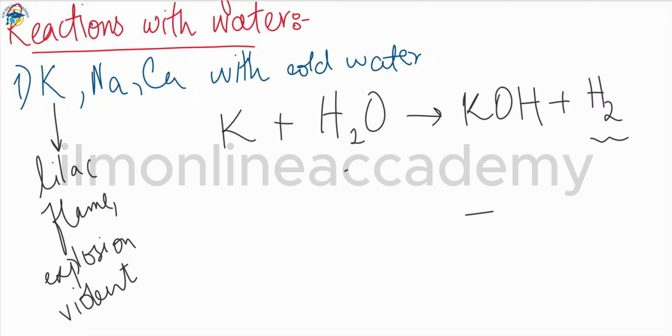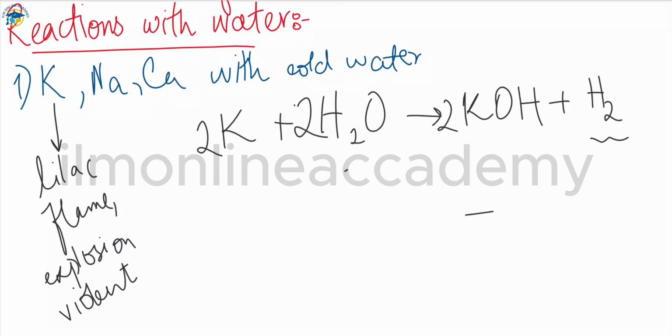This reaction is not balanced, so we will balance this equation first. We should put 2 here, 2 here also, and 2 before the KOH. So now this reaction is balanced. So this is the reaction of potassium with cold water.